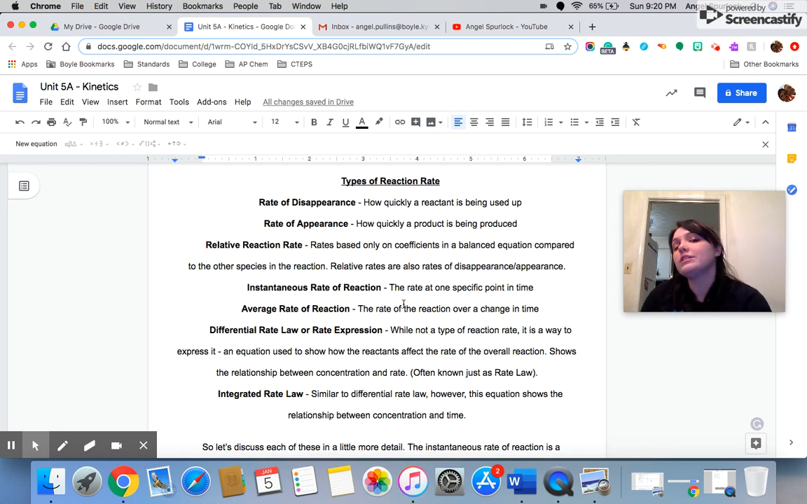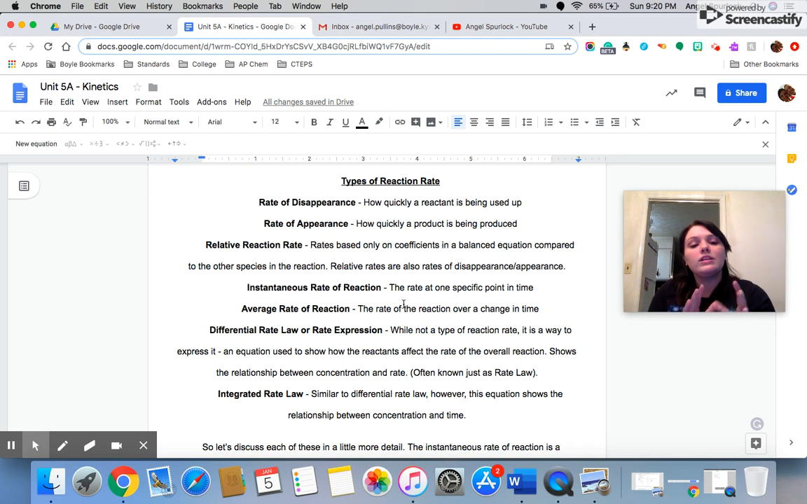Now, a lot of people really like to talk about it that way because in industry, if you're trying to sell ammonia, you want to know how fast you're making your ammonia, right? The faster you can make ammonia, the more of it you can make, and the faster you can sell it, the more money you can make, right? But most of the time, we're actually going to talk about the rate of disappearance in chemistry.